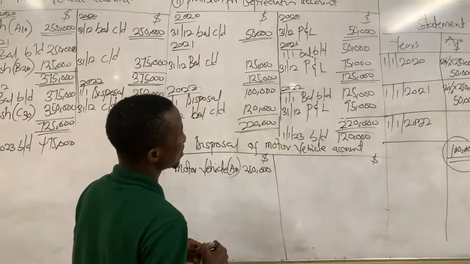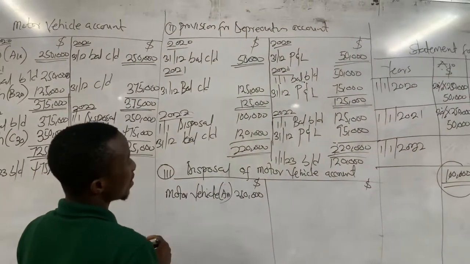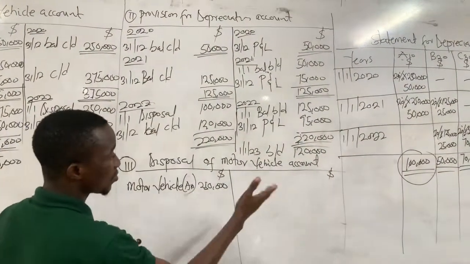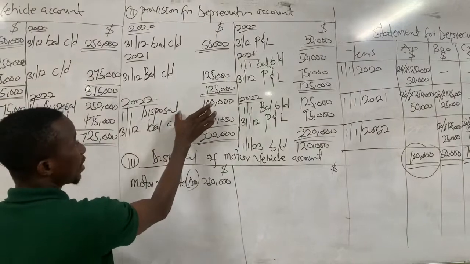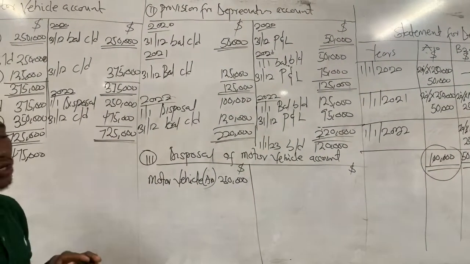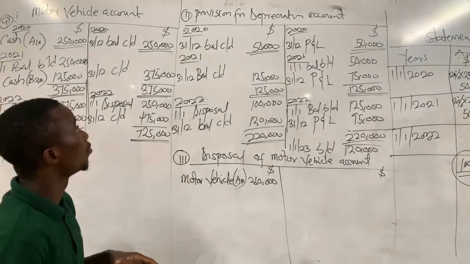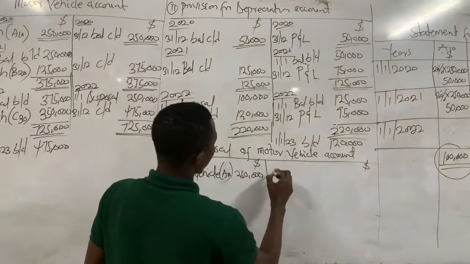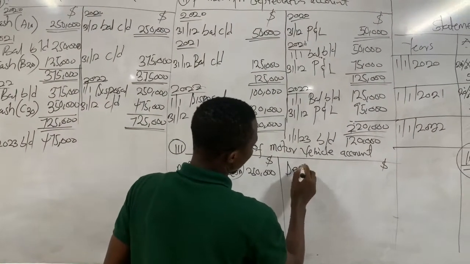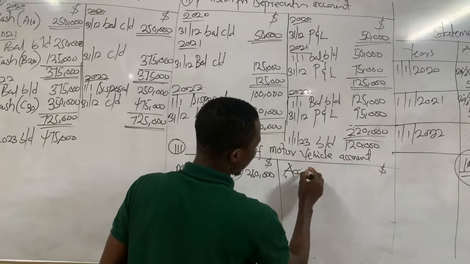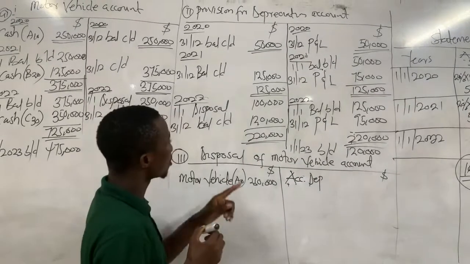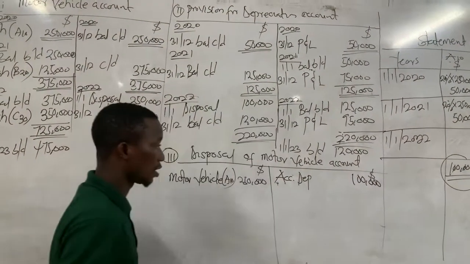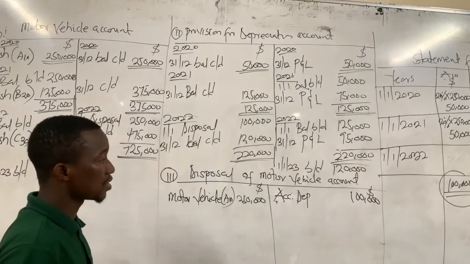Now let's consider its accumulated depreciation. It is found at the debit side of the provision for depreciation account. So we are going to credit the disposal account with the accumulated depreciation, and the amount involved being 100,000. Is that okay?